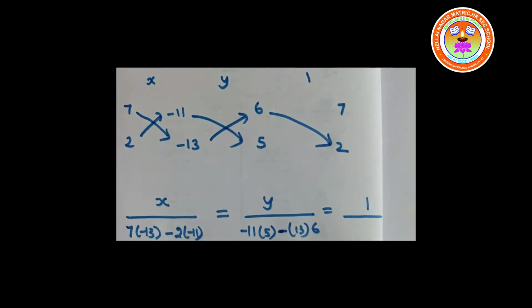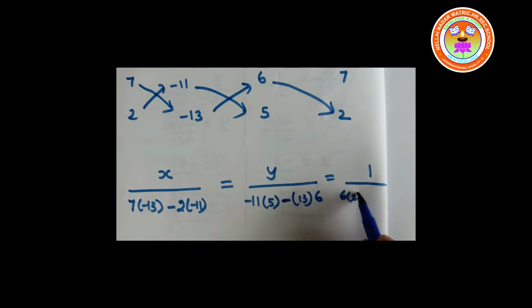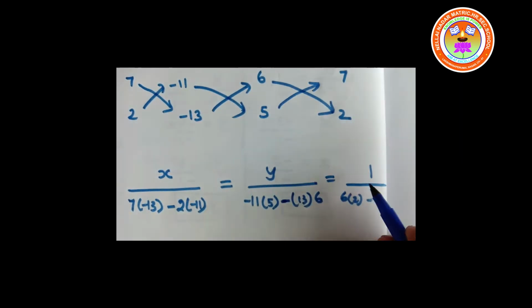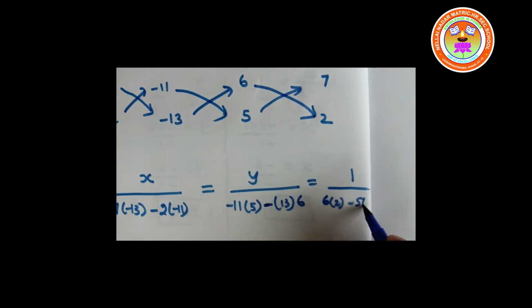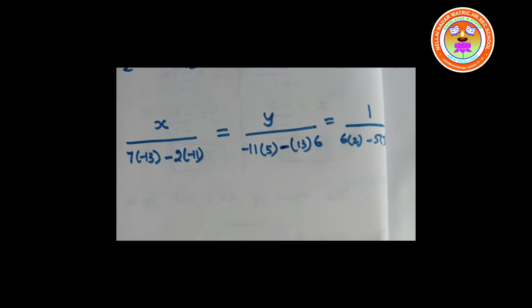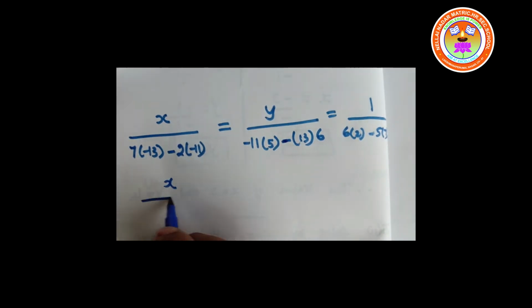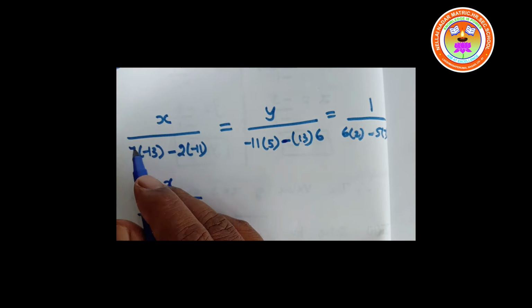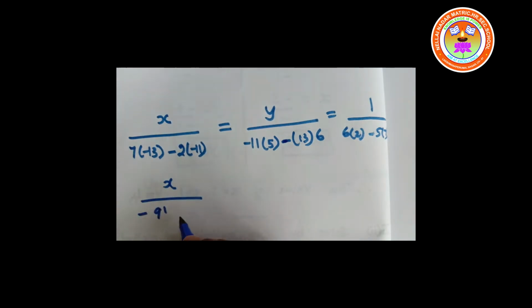6 into 2 minus 5 into 7. 5 into 7. Is it clear, children? Now see, x divided by plus into minus. 7 3s are 21, 7 1s are 7, so minus 91. Minus into minus plus 22.